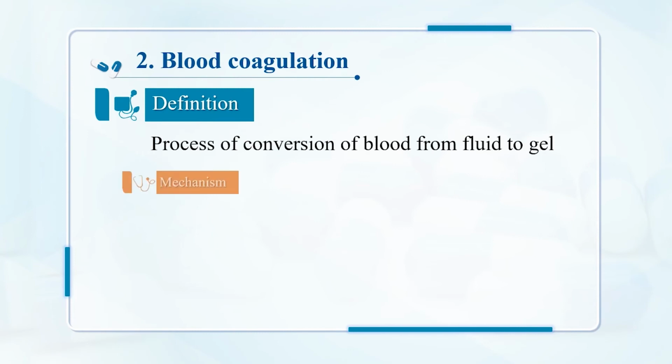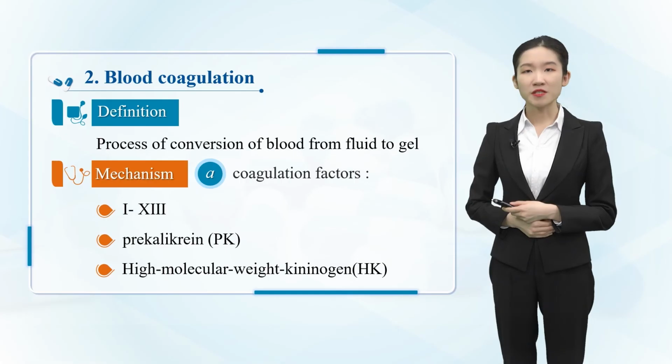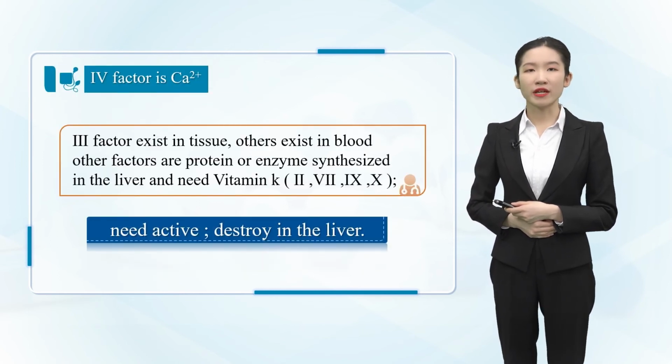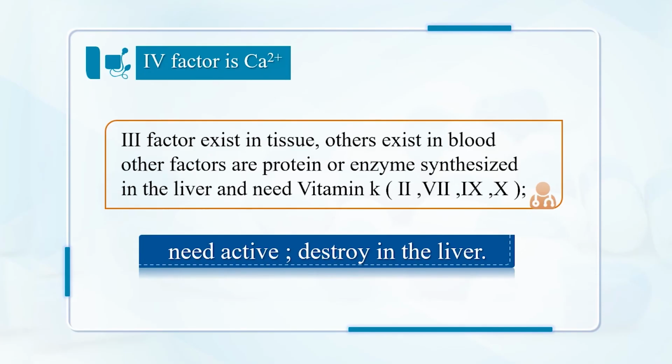The second function of the platelet, blood coagulation. Blood coagulation is the process of conversion of blood from fluid to gel. The mechanism is as follows. First, some coagulation factors, such as coagulation factor 1 to 13, prekallikrein, high molecular weight kininogen. Let's learn more about the coagulation factors. Factor 4 is calcium. Factor 3 exists in tissue. Others exist in blood. Other factors are protein or enzyme, synthesized in the liver and need vitamin K, like 2, 7, 9, and 10. The factors need to be activated and are destroyed in the liver.